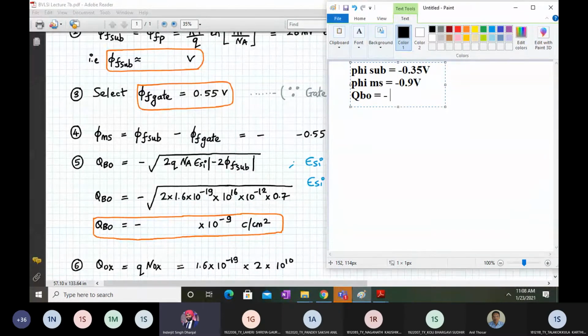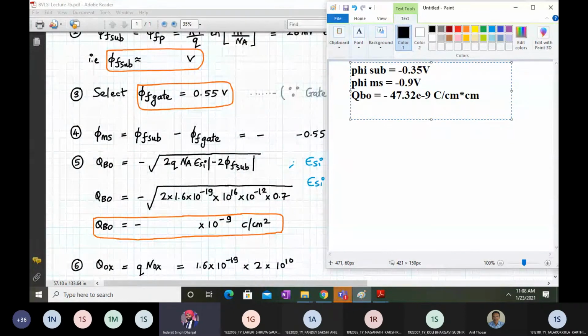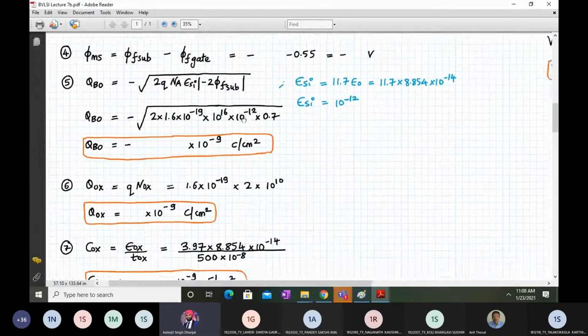Yes. So you are getting 47.32 into 10 is to minus 9. Yes, that is the answer actually, correct. So the value of QBO is minus 47.32 into 10 is to minus 9. So 10 is to minus 9, I write e raised to minus 9. Okay. Charge per centimeter square it is, right? So I'll just write centimeter into centimeter. Yes, correct. It is absolutely correct. So you are getting minus 47.32. In fact, to be precise, it is 328. Very good. Excellent. So you have got the value of QBO.